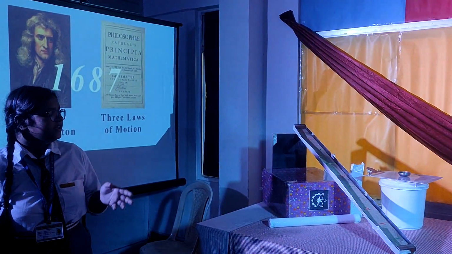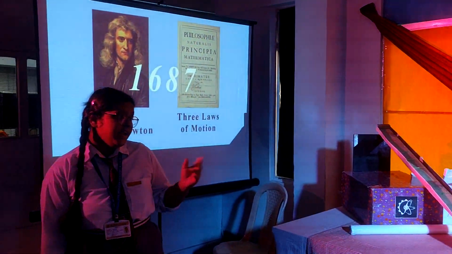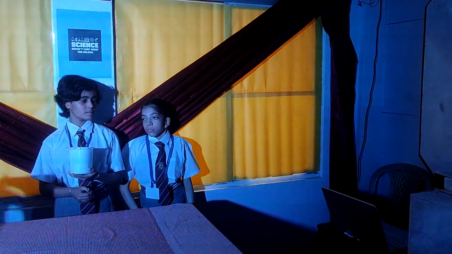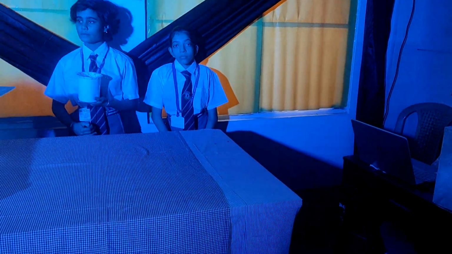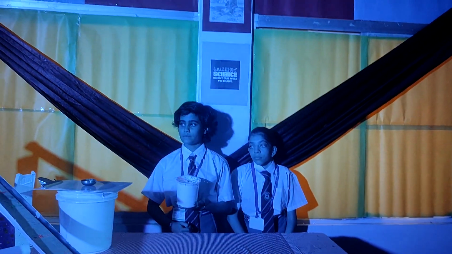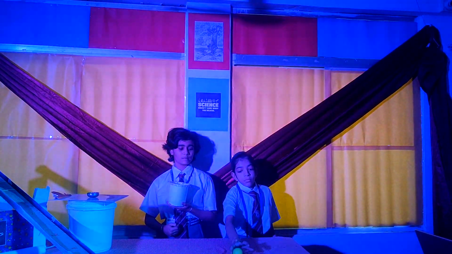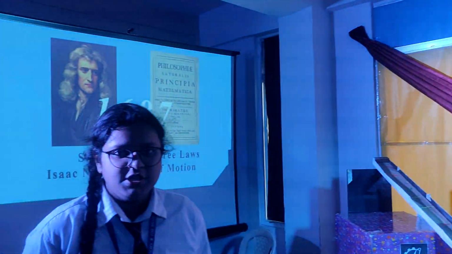This is because when the thread is pulled and then released, a force is exerted on the ball which is in contact with the elastic string. So it covers a certain height. But when a heavier ball is shot with the exact same force, it doesn't cover as much height because mass is inversely proportional to the acceleration of a body when the force is constant.